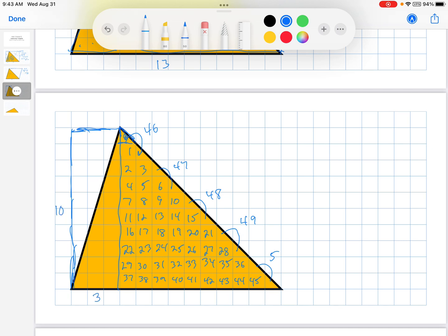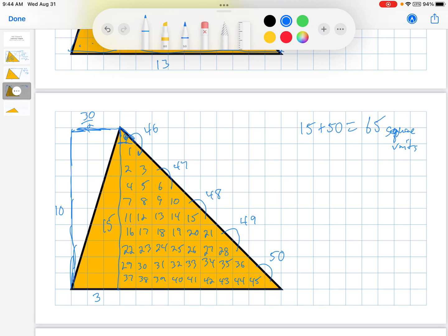3 by 10 is 30. And 30 divided by 2 is 15. So that's 15. So over here we have 15. Over here we have 50, and 50 plus 15 is 65 square units.